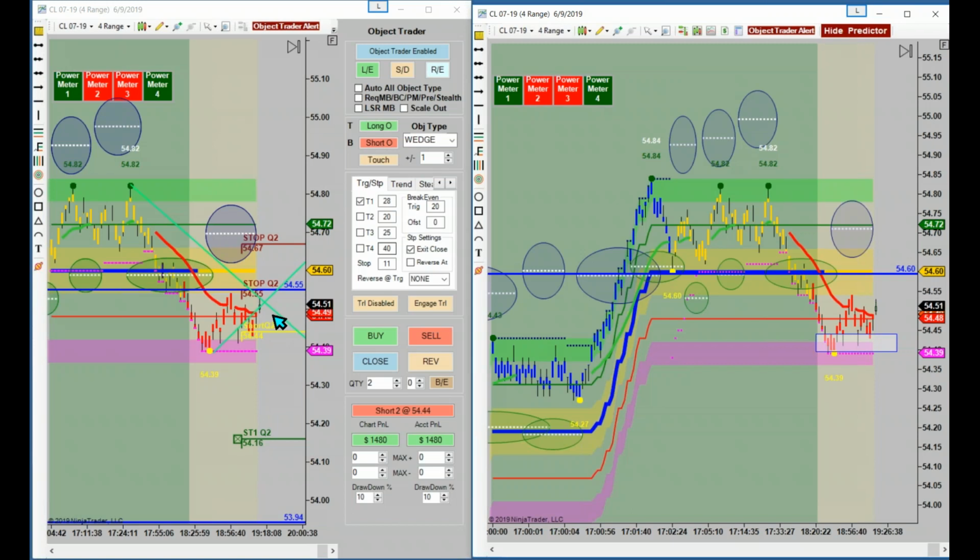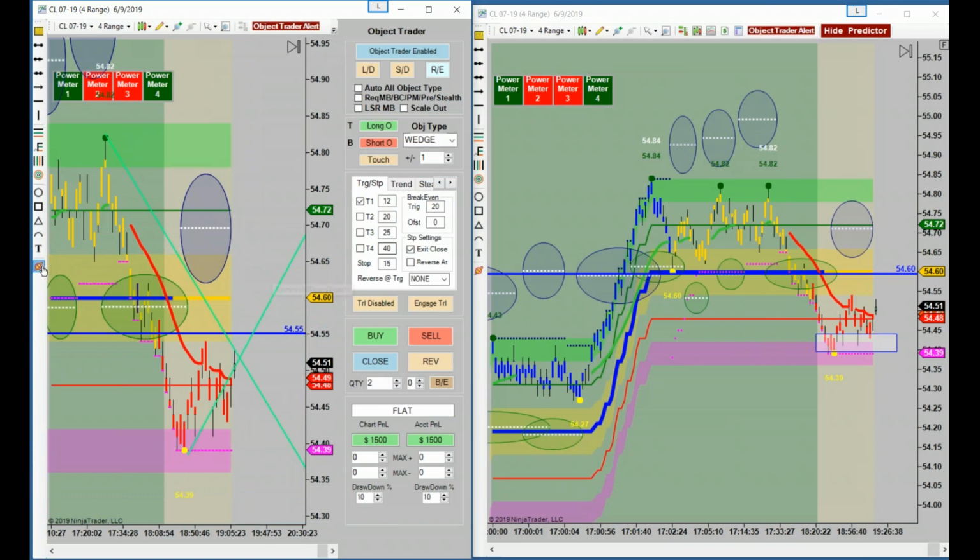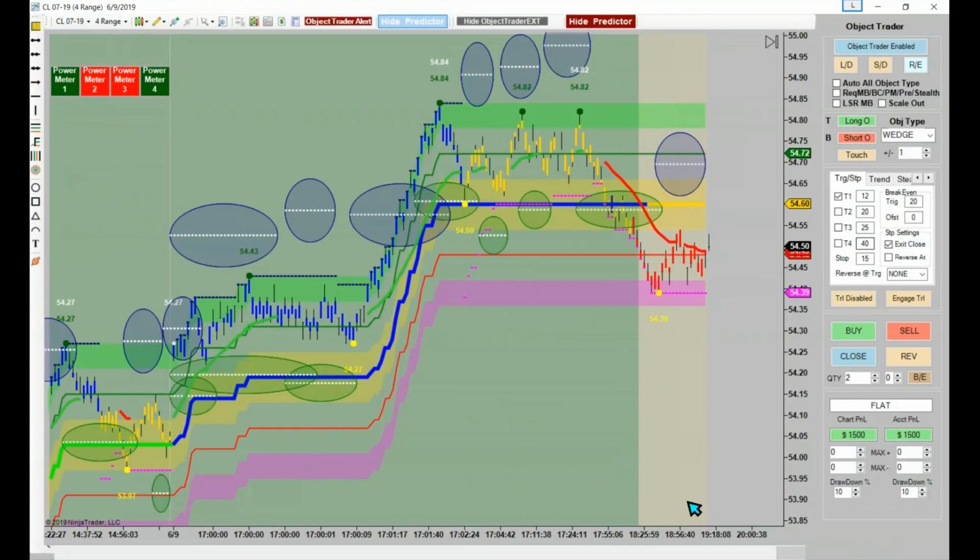Now keep in mind that more than likely you'd want to actually be long on this on the Phantom right now to begin with. Let me show you just real quick. I'll kill this one for just a second. I'll show you another way to trade this with Object Trader 2. Let's go ahead and go back over here.